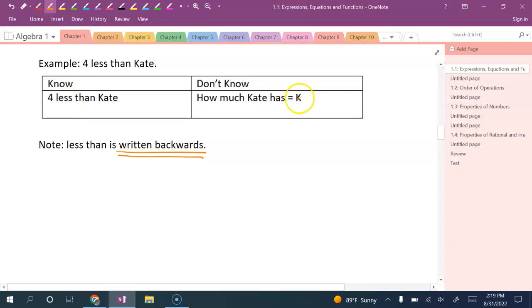I don't know what Kate has though, so I'm going to use K for Kate. Now remember I said earlier a lot of times students will want to put the 4 first, and then the minus sign, and then the K, but you have to think backwards, so make sure that you put K for Kate first, then the minus sign, and then the 4. So anytime you see that phrase less than, that should trigger in your brain that you're going to have to write it backwards.